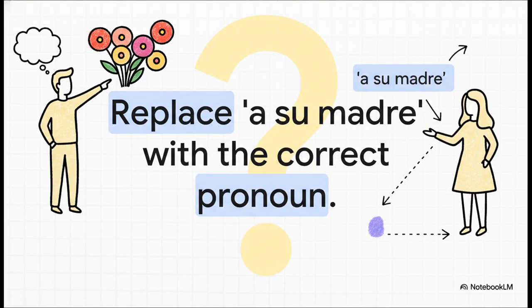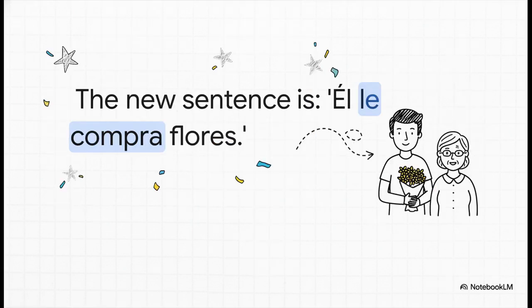Awesome. Okay, ready to level up? Here's the next one. Él compra flores a su madre. So, he's buying flowers for his mother. Your mission, should you choose to accept it, is to replace a su madre with the right pronoun. What's it going to be? It's le. The new sentence is, él le compra flores. Why le? Because a su madre is for her, and le is the pronoun for him or her. You're really getting the hang of this now.